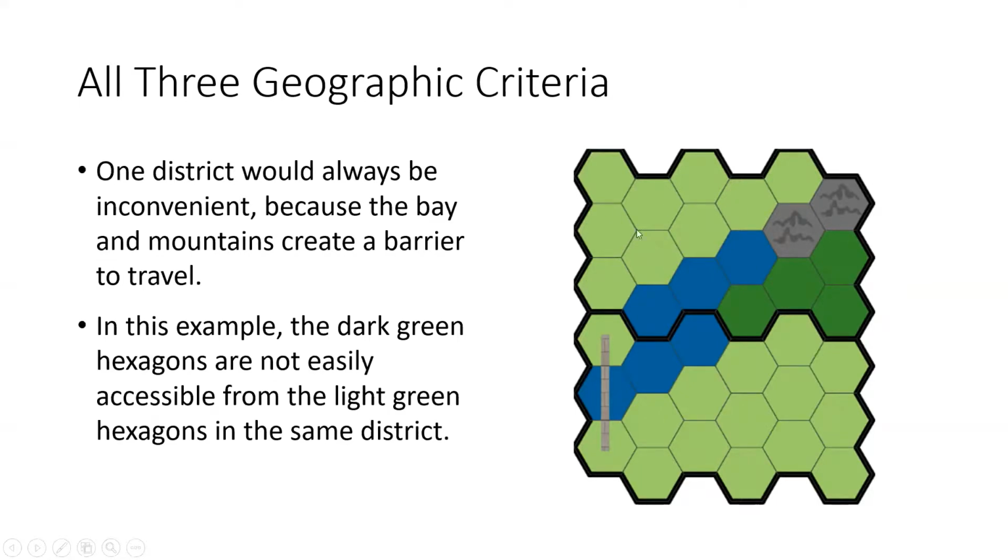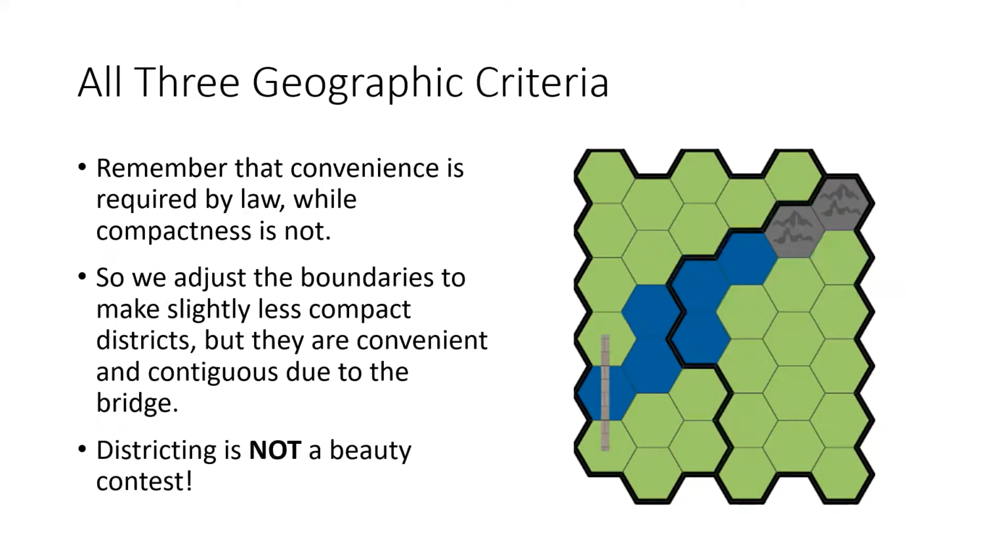So in this example, you can see that the dark green hexagons are split off from the light green hexagons. And it might still be possible to get from the light green to the dark green by hiking through the mountains or by using a boat. It's not practicable. So this district is contiguous and compact, but it's not convenient. And that is a problem. Remember, convenience is required by the Constitution. So instead, we create a slightly different map.